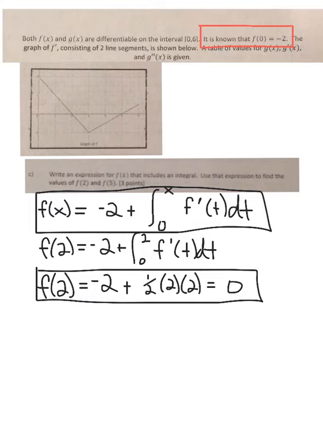All right, now we need to find f of 5. So we're going to do the same exact thing again. So f of 5, -2, plus, and then I'm going to integrate. I'm following that formula in the first box. 0 to 5 of f prime of t dt.